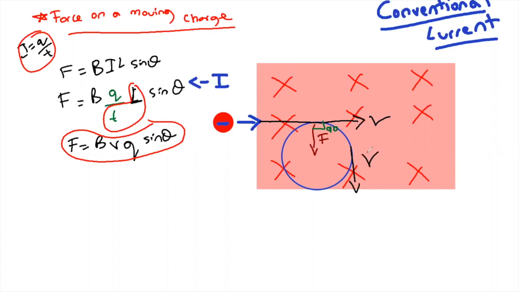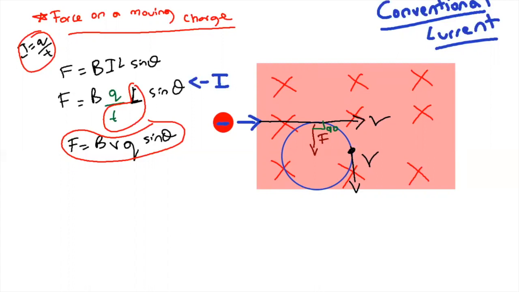But when velocity is here, think again. Velocity has changed, right? Velocity is here now. What does that mean? That means that the minus charge is now moving downwards. So the force is not going to be downwards anymore. The force is going to be in a different direction. So if current is upwards, why? Because minus is moving downwards. So I is going to be up.